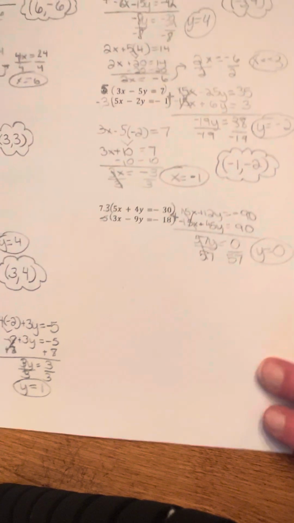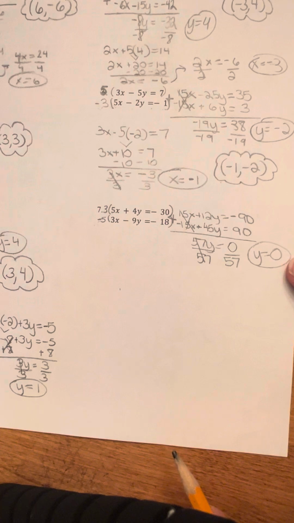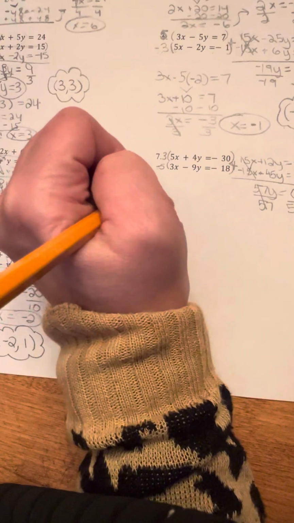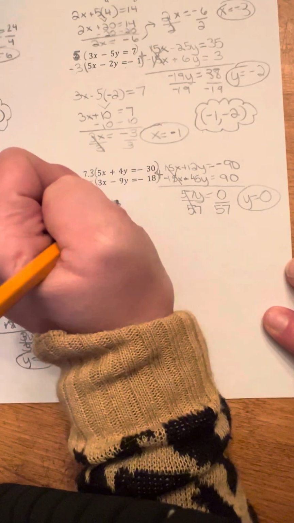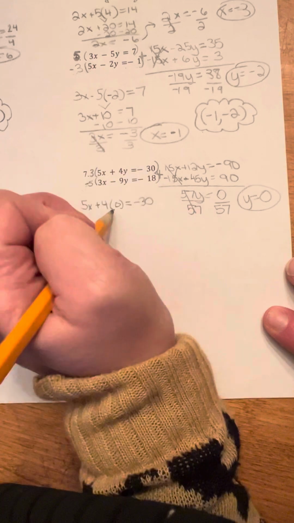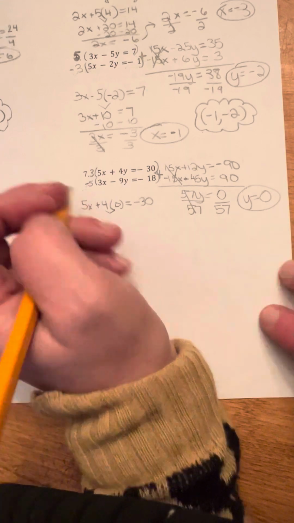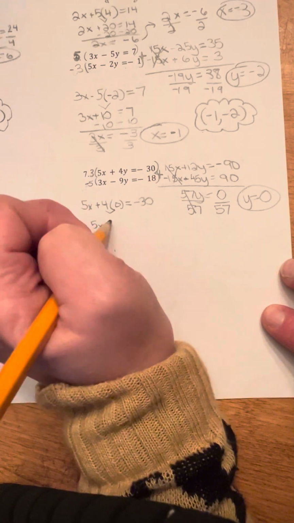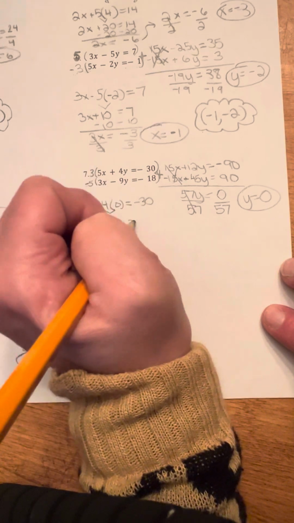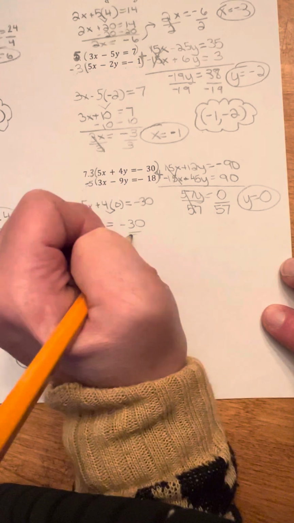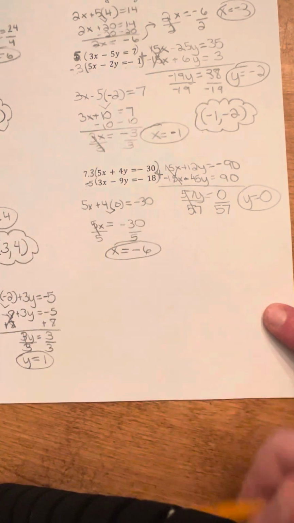So now you're going to go back, pick whichever one makes you happy. Go to the original equations, and you're going to substitute in 0 where y is. I'm just going to use the top one. 5x plus 4 times the y that we just said was 0 equals negative 30. Now this, again, you're probably getting alarmed by this because you're probably like, oh my gosh, you're not supposed to have that. It's okay. Don't worry about it. 5x is equal to, this is 0 because there's nothing else there, negative 30. And then you're going to divide both sides by 5, and you're going to get x is equal to negative 6.